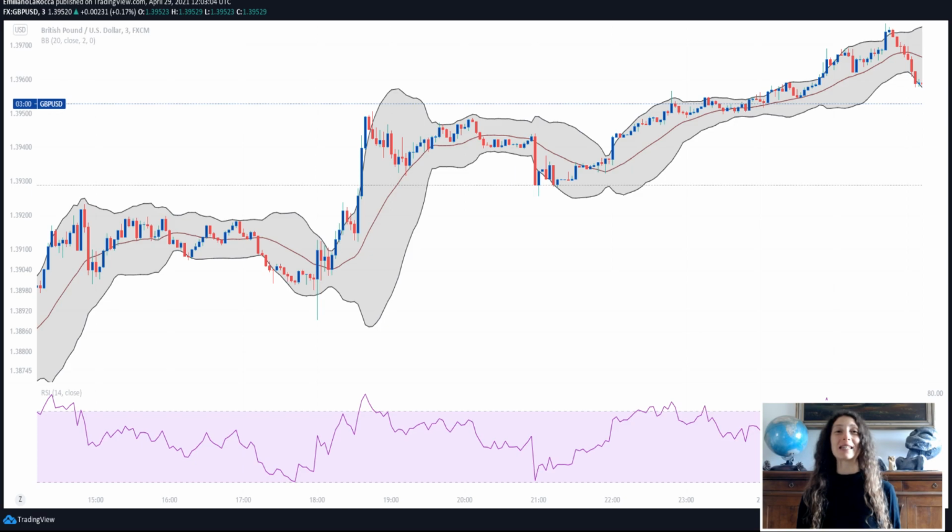Please follow us. In this video, I will show you Bollinger Bands with RSI Scalping. That is a reversal strategy based on the extreme volatility of the price when it comes out of the bands. In the following image, I will show you the setup of the strategy.